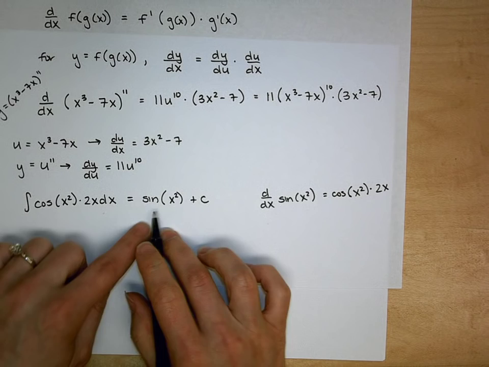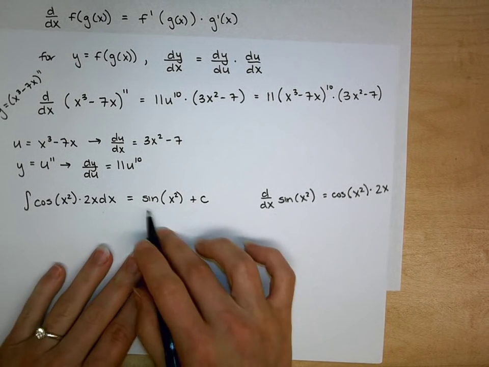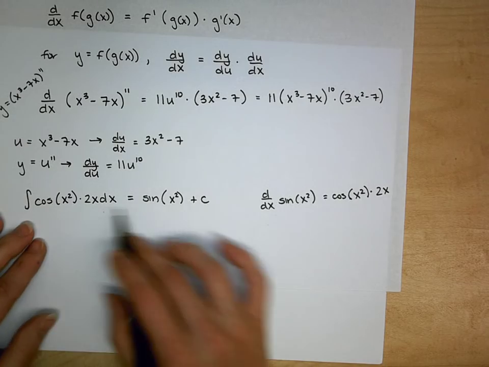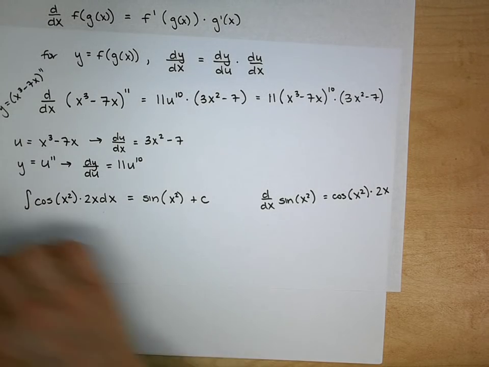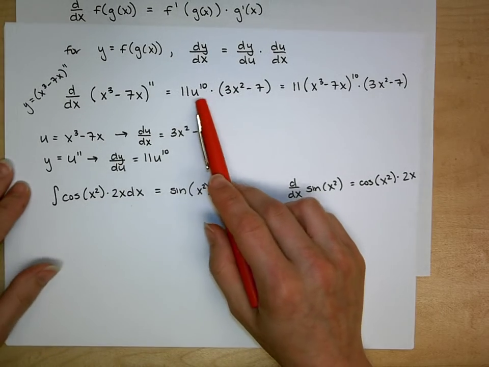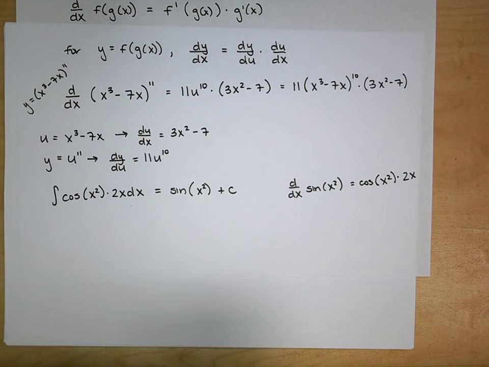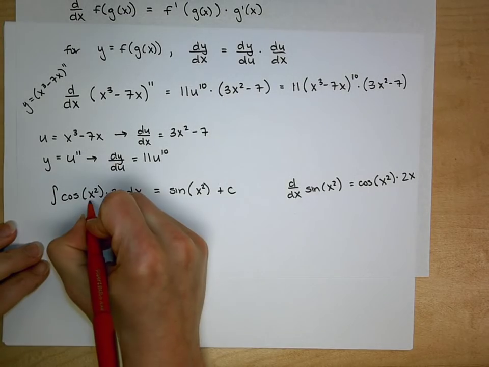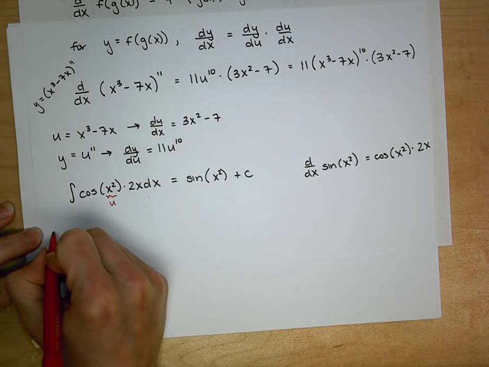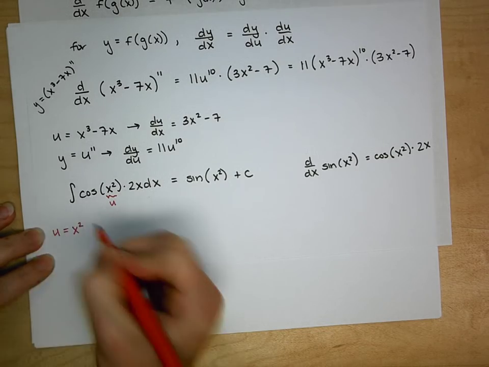Okay, now it's a little tricky sometimes to think backwards. It's okay if that was a little bit difficult. We should probably have a better technique besides just thinking backwards. So let's do kind of what we did up here. Let's think about u being that inside function part. So I'm going to make this x squared. Let's make that u. So u equals x squared.